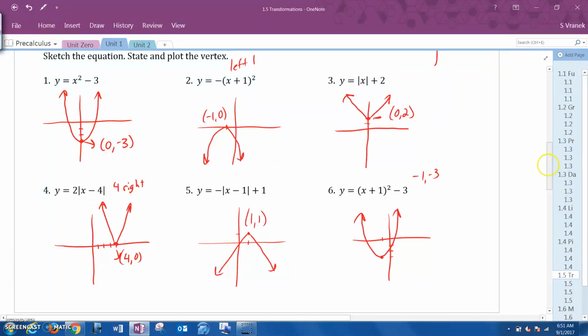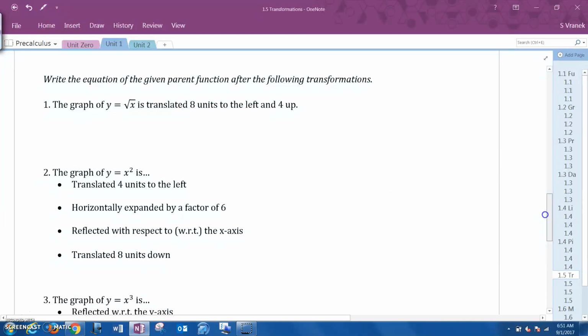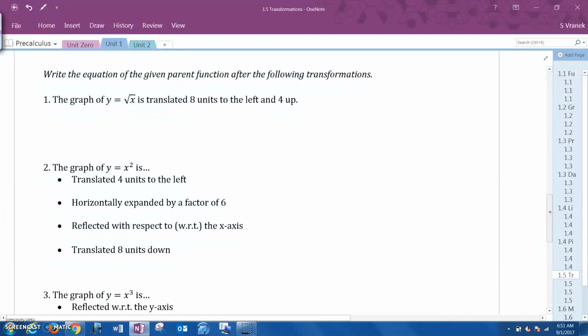Okay, so that's all we're going to do on the first day. The second day, we're going to do these things here. It says, write the equation of the given parent function after the following transformations. So basically, we're supposed to take this and turn it into an equation. So if it says it translates 8 units to the left and 4 up, 8 to the left means it goes inside with the square root. And if it's left, it's the opposite sign. So we go +8. Up is the same sign, so we have +4. So that's all we have to do.